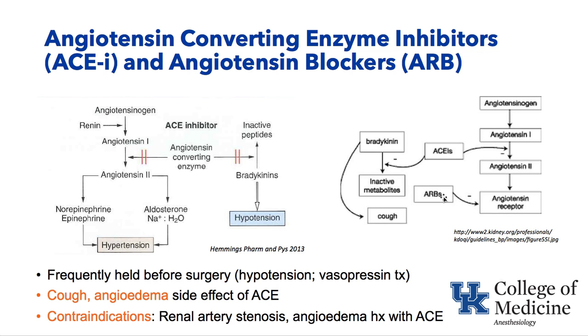Notice that ARBs get past that bradykinin issue, but there are contraindications to ACE inhibitors, including renal artery stenosis. ACE inhibitors will reduce renal blood flow and can cause renal failure, and a history of angioedema, swelling up with previous ACE treatment. And by the way, the orange here represents the keywords and key topics that have been present between 2010 and 2016 on the ABA-ITE published keywords.